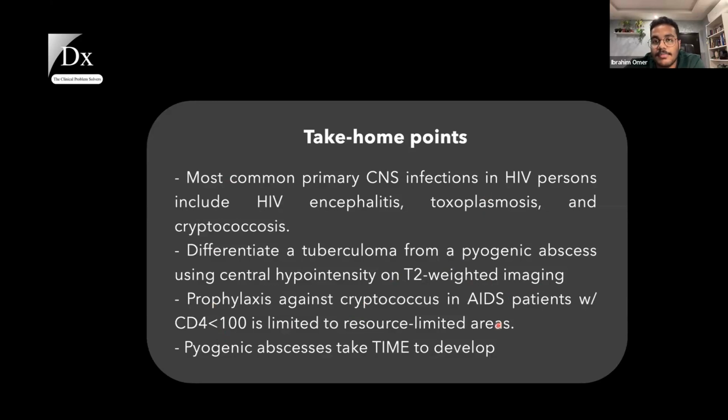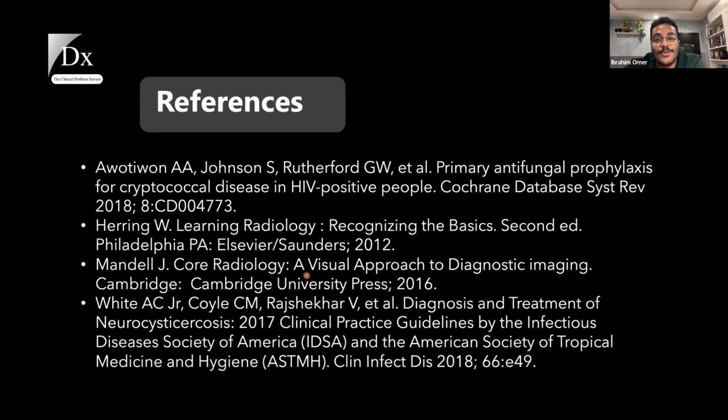So if a patient is coming in from an area where they can easily access care, typically those patients do not need to be put on prophylaxis against cryptococcus. And then finally, pyogenic abscesses take time to develop. So remember that if a patient is presenting with you right now and they don't have pyogenic abscesses, this does not rule out the entire chance of them developing pyogenic abscesses in the next 24 hours or in the next few days. So these are my references, and if anyone has any further questions, I'd be happy to answer them right now.